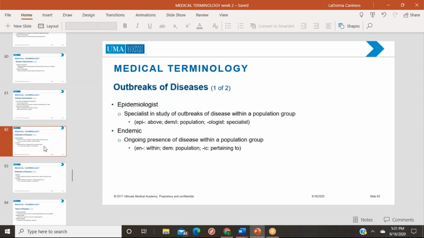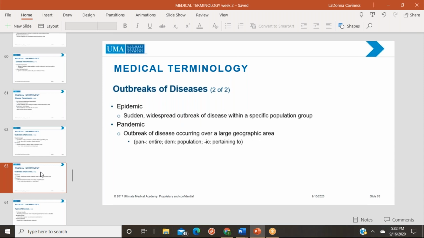All right, outbreaks of disease. Epidemiologists specialize in the study of outbreaks of diseases within a population group. When we break that term down, EPI refers to above, DEM with the combining form I refers to population, and ologist refers to specialist. Endemic, ongoing presence of disease within a population group. EN means within, DEM, population, and IC means pertaining to.